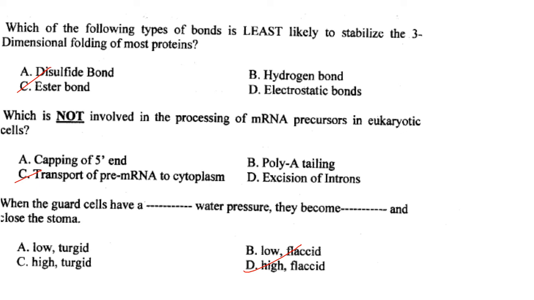Then next one. When the guard cells have a dash water pressure, they become dash and close the stomata. So when the guard cells have high water pressure, they become flaccid and close the stomata. So the answer is option D.